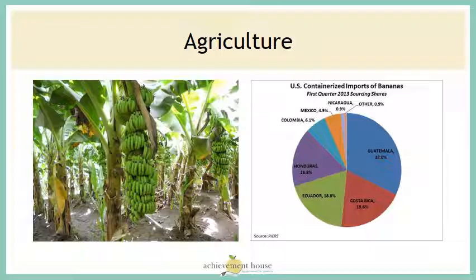Let's take one more look at agriculture in Central America. Which country produces the most bananas that are shipped to the United States? This pie chart shows the U.S. containerized imports of bananas. That means the bananas that are shipped into the United States. Which Central America country sends the most bananas to the United States? If you see Guatemala with 32% in the blue region, you'd be correct.